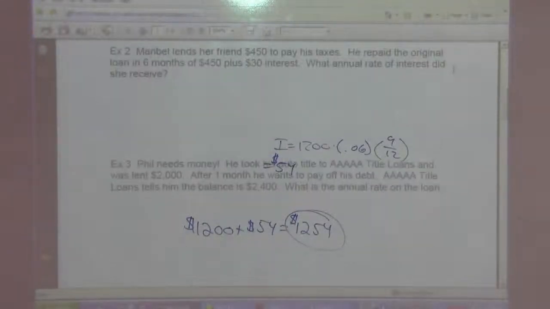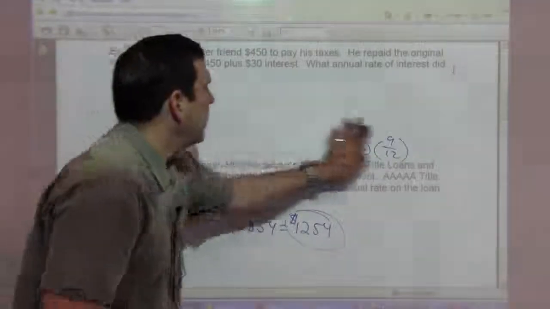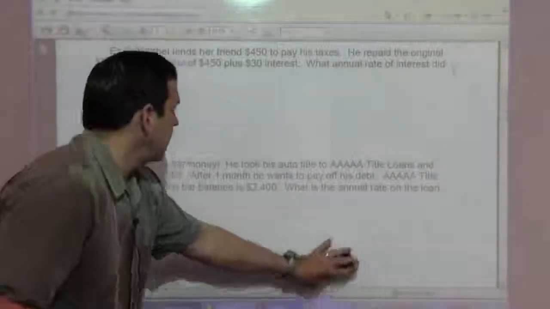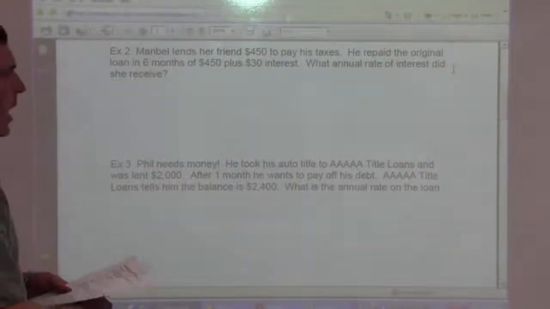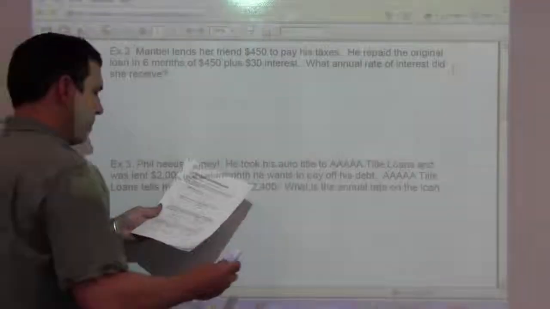Next question. Maribel lends her friend $450 to pay his taxes. He repaid the original loan in 6 months, $450 plus $30 in interest. What annual rate of interest did she receive?